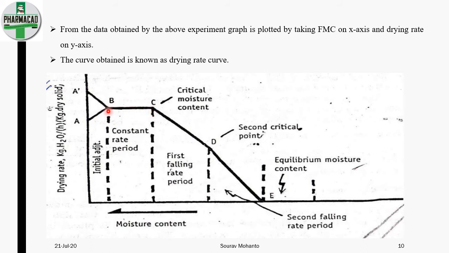Now this is a static point, which is called the critical moisture content. Then, as the moisture content changes, there is a fast falling rate of drying. This is the second falling rate of drying. This portion is called the equilibrium moisture content, which I already discussed in the previous slide, and this is the second critical point.